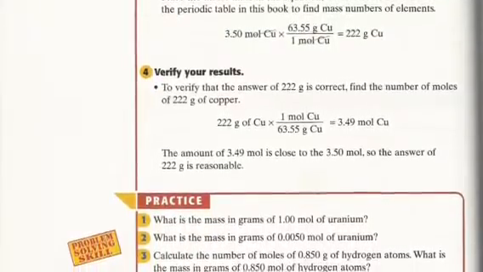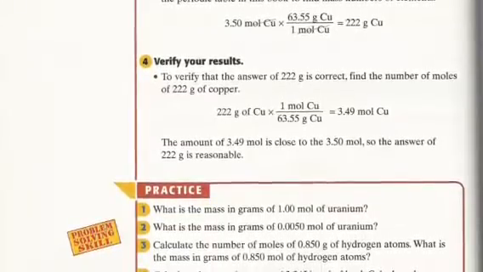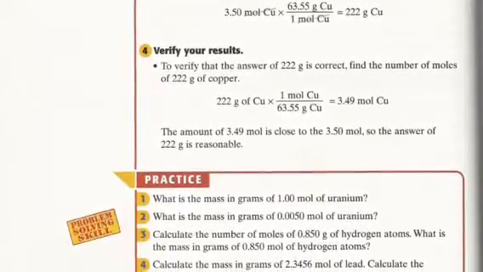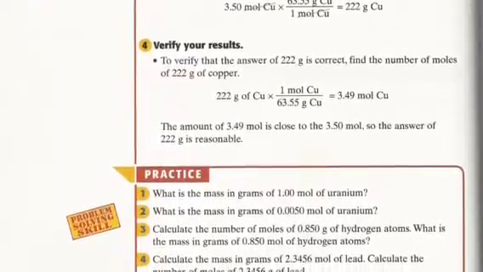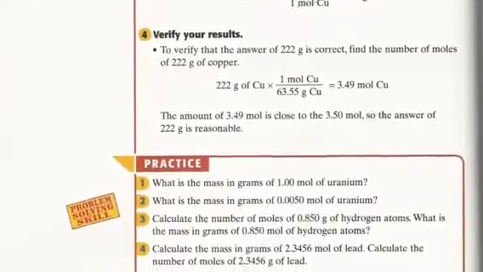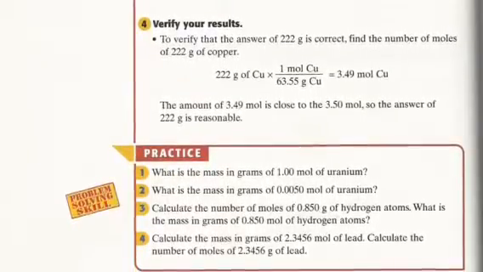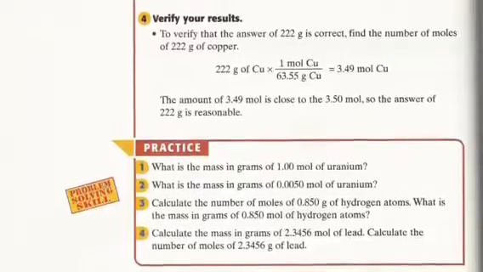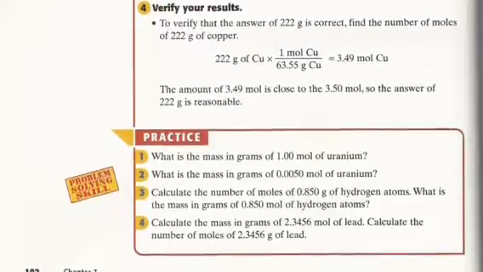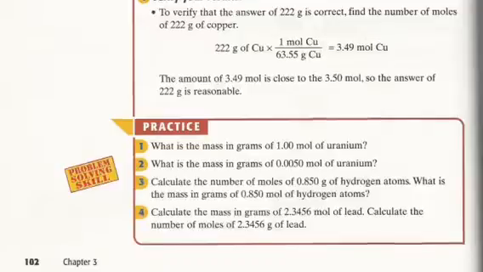Practice. 1. What is the mass in grams of 1 mole of uranium? 2. What is the mass in grams of 0.0050 moles of uranium? 3. Calculate the number of moles of 0.850 grams of hydrogen atoms. What is the mass in grams of 0.850 mole of hydrogen atoms? 4. Calculate the mass in grams of 2.3456 moles of lead. Calculate the number of moles of 2.3456 grams of lead.